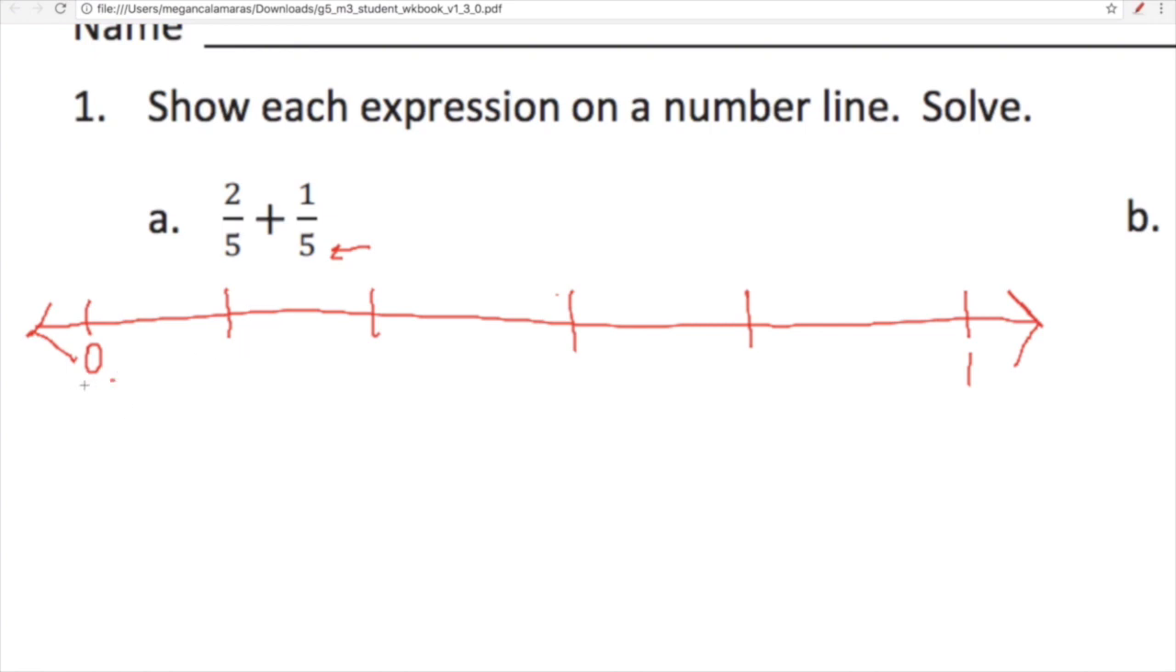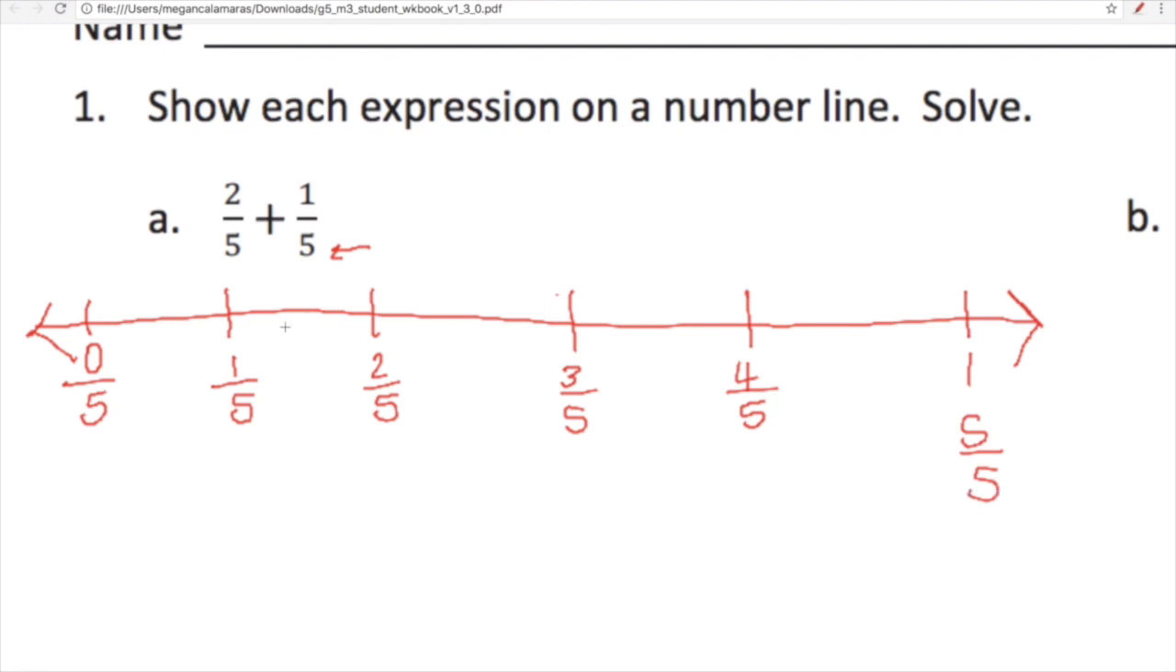So here we have 0/5, and then we have 1/5, 2/5, 3/5. Kendi was going to tell us that's 4/5. And another way to say 1 is 5/5.